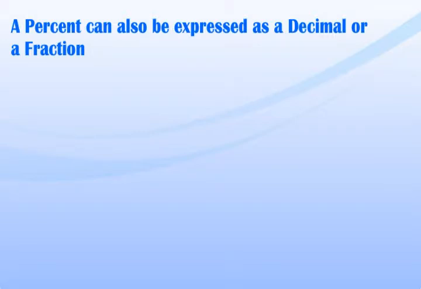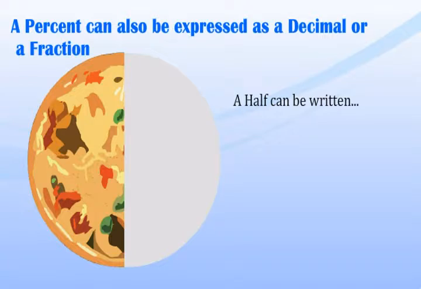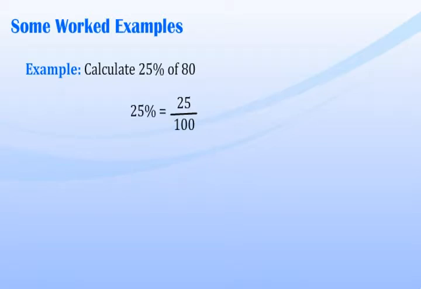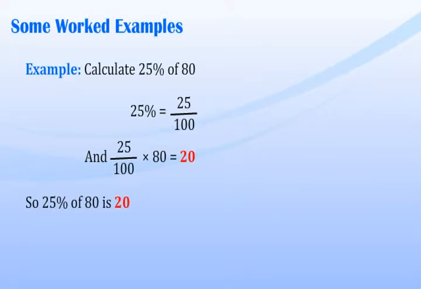A percent can also be expressed as a decimal or a fraction. A half can be written as a percentage 50%, as a decimal 0.5, as a fraction 1 by 2. Some worked examples. Example, calculate 25% of 80. 25% is equal to 25 by 100 and 25 by 100 into 80 is equal to 20. So 25% of 80 is 20.